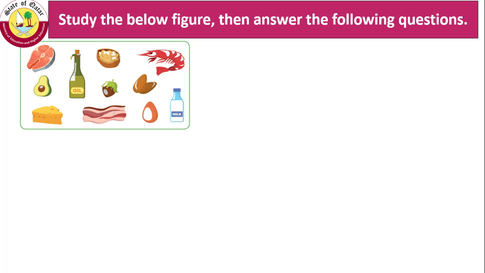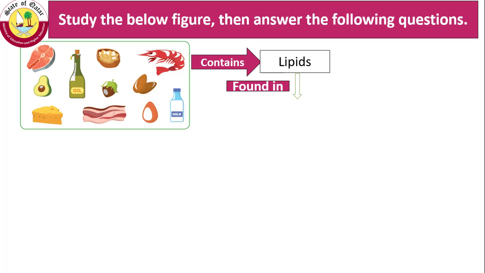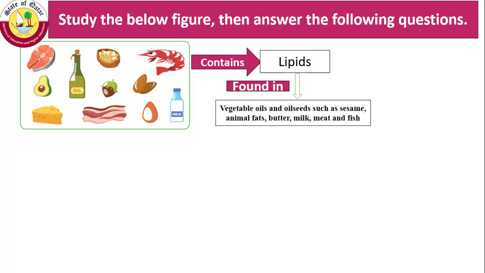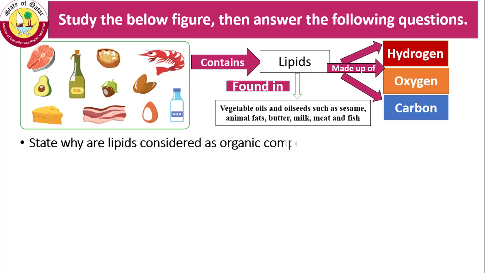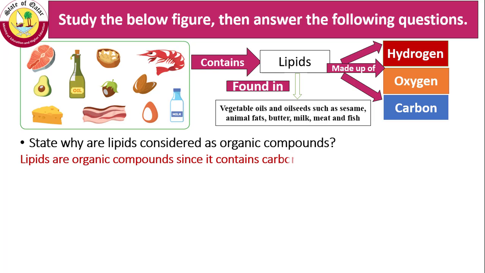The picture shows some high-fat foods that contains lipids, which are found in vegetable oil, oilseeds, animal fats, milk, fish, and meat. All these lipids consist of carbon, hydrogen, and oxygen. That's why we call them organic compounds. And now, let's answer the questions. Question 1. State why are lipids considered as organic compounds? Lipids are organic compounds since it contains carbon, hydrogen, and oxygen.